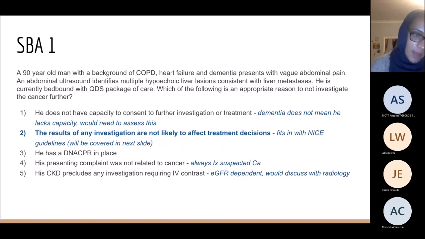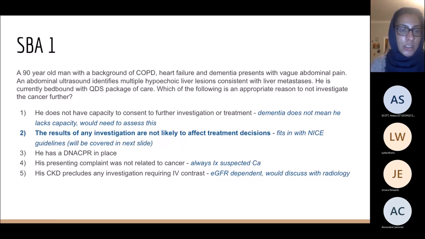So going through that, number 1, he does not have capacity to consent to further investigation or treatment. Just having dementia doesn't mean that they don't have capacity. When testing capacity, it's time and context specific as well. So it's dependent in that situation at that time, do they have capacity? It's not just because someone has dementia that they do not have capacity. So that's not right.